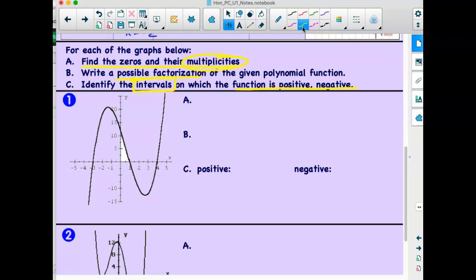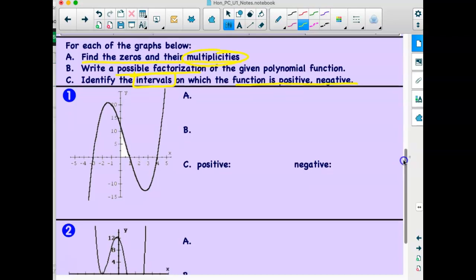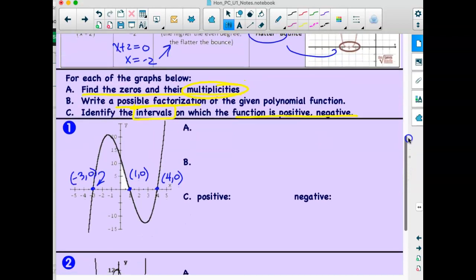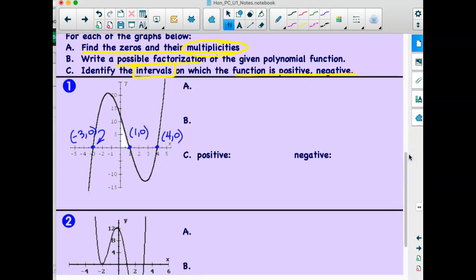So the information that matters, what's most important about this, is that you'll see the x-intercepts are at -3, okay? So we have -3 for x, 0 for y. We have 1, 0, and we have 4, 0. And all three of these x-intercepts are simple, straight pass-throughs. There's no squiggle, no bounce, nothing like that. So what we can do is say that the zeros are going to be -3, 1, 4.